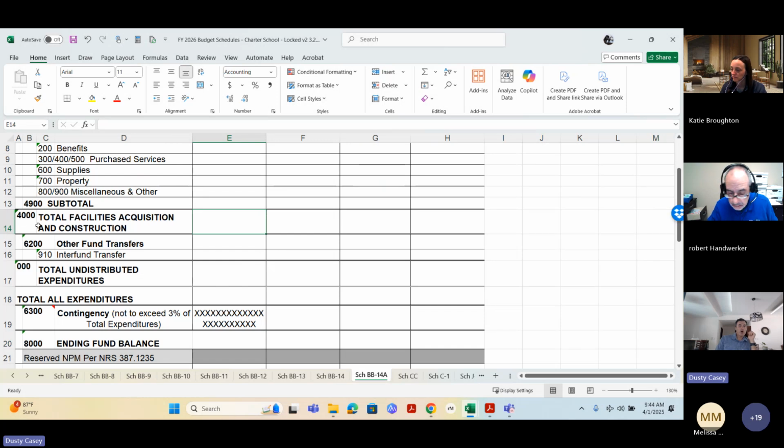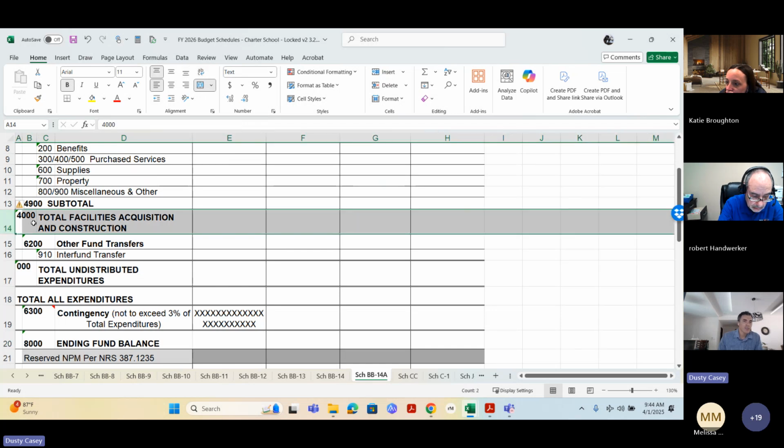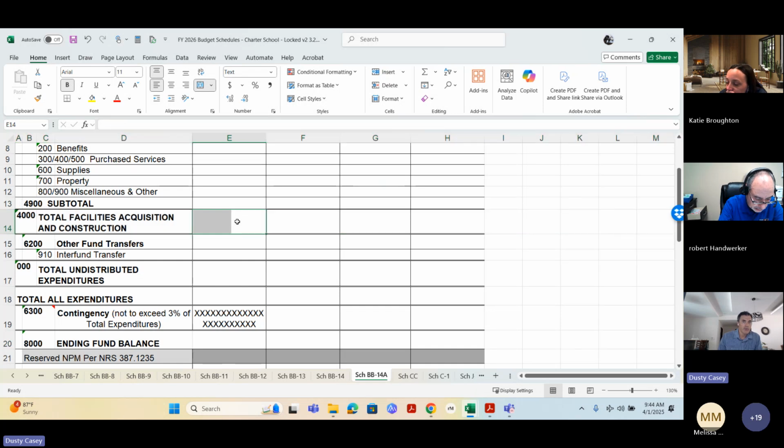So you're going to total all your 4,000s. Then, so again, this line right here, line 14, is the total of all your facility acquisition and construction. So pay attention to these labels because some of these subtotals are specific to functions. So like this line 14 is specific to the 4,000 function. So those 5 sections above, you would total that here.